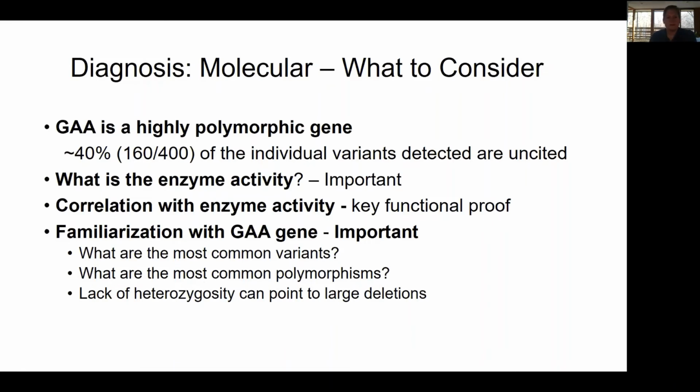So when we're thinking about molecular diagnosis, what are some things to consider? The GAA gene is a highly polymorphic gene, which means that there are a lot of different variants, and a lot of the variants are uncited or not published. When you're trying to interpret variants of unknown significance, think about what the enzyme activity was, and correlate the clinical features with the variants and the enzyme activity. Also consider who is doing the molecular testing. Are they very familiar with the gene? Are they aware of the most common variants? What are the polymorphisms? And will their lab tell you if it looks like there's a deletion? That can be determined by lack of heterozygosity in the molecular testing process.